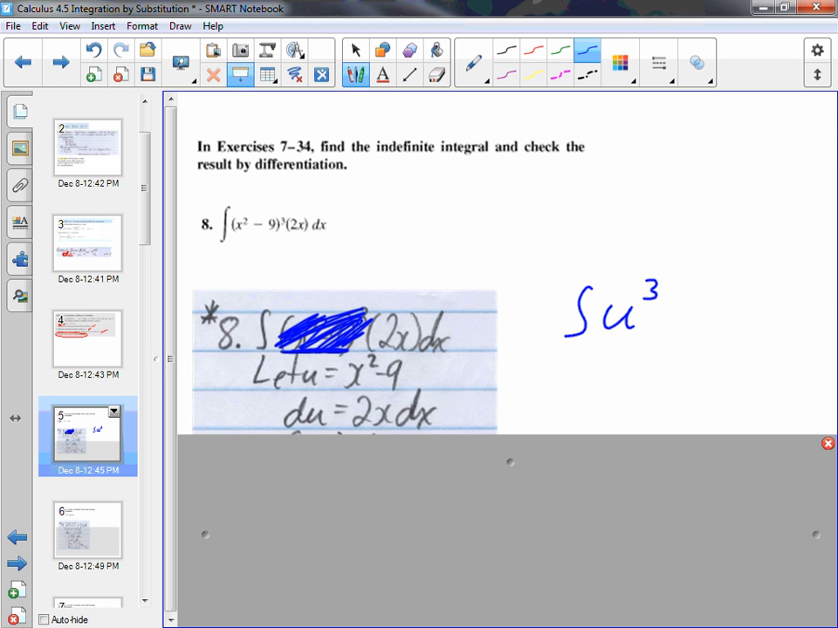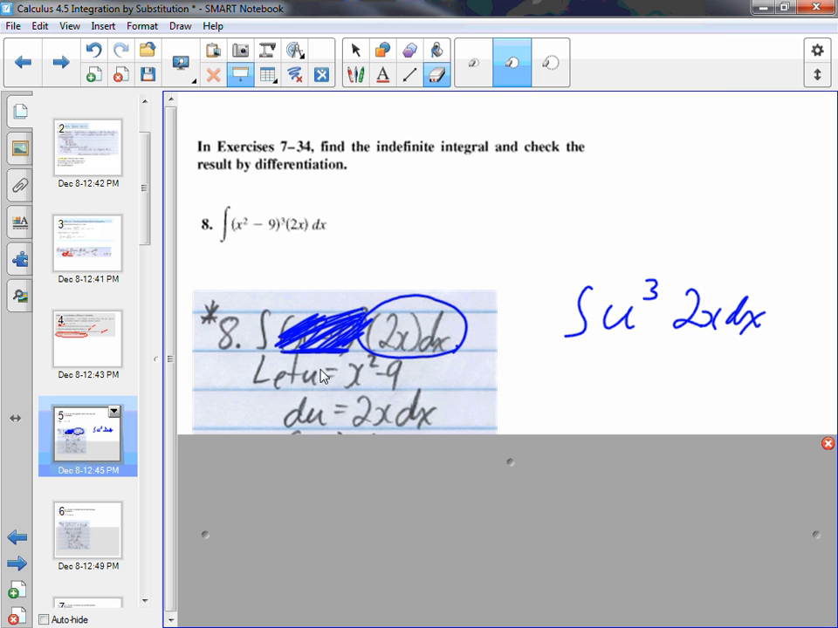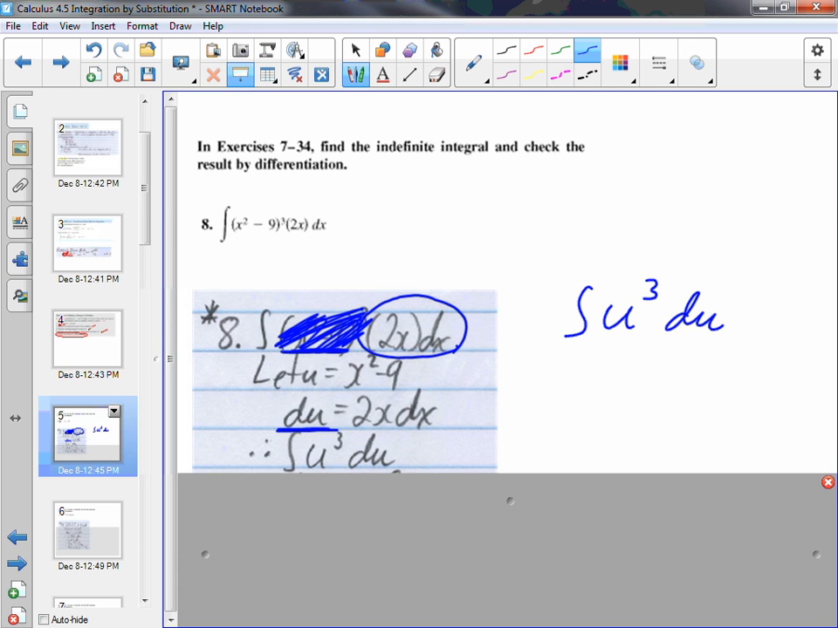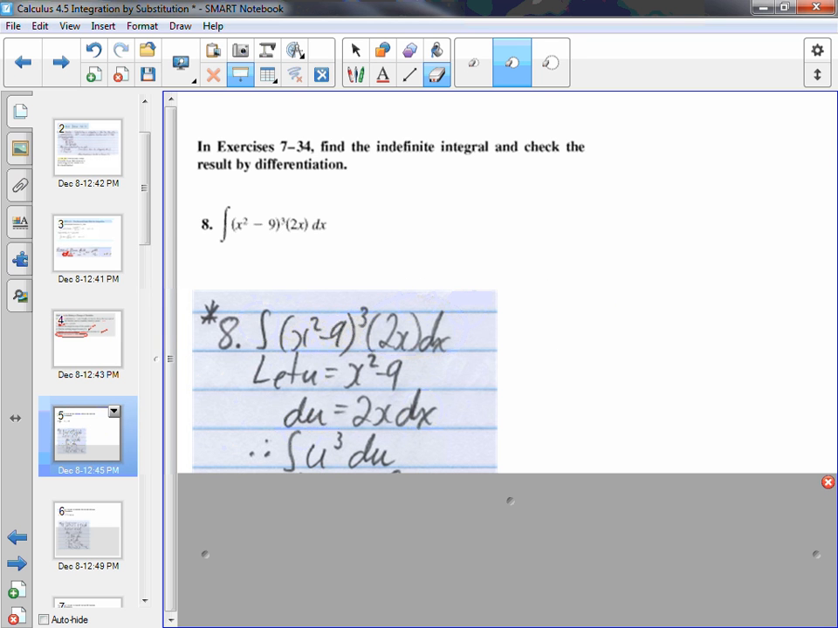And then look what I've got to do. I've still got a 2x dx. I can't write down 2x dx because now I'm trying to take the antiderivative of something with a u and an x and a dx, and that just doesn't make any sense at all. So replace 2x dx with what it equals, which is du. And so we get the integral of u cubed du.